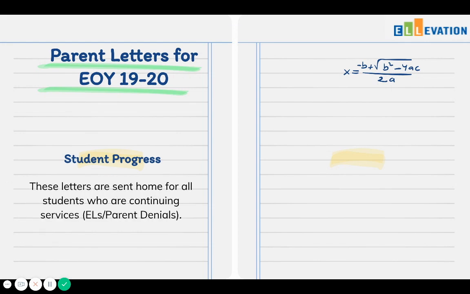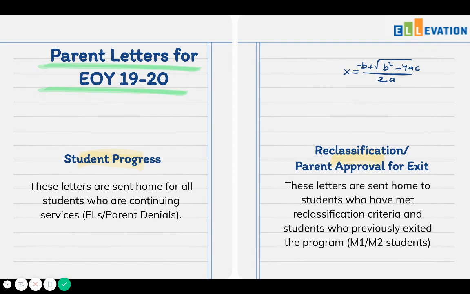Parent letters for the end of the year 2019-2020. Due to COVID-19, we were not able to send home parent letters after our end of the year LPAC process. These letters are sent home for all students who are continuing services. We were also not able to complete the reclassification process for our students, and will be giving Lost Links testing at the start of this school year to reclassify our students. Once that process is complete, we will be sending student progress letters as well as reclassification letters to parents.